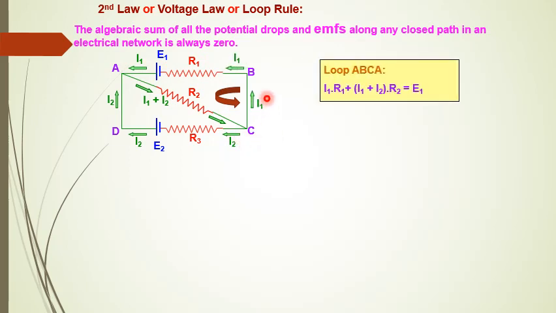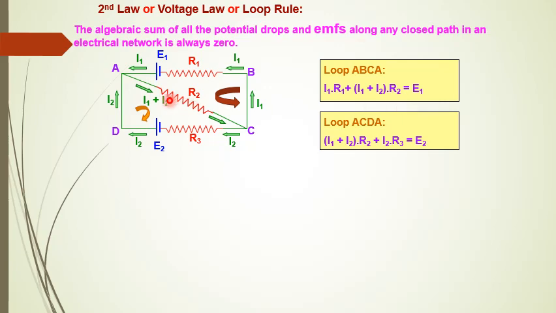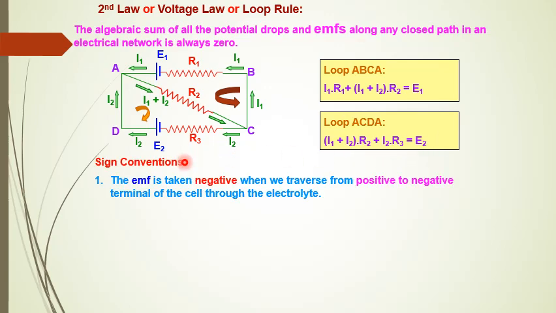to D and I1 current is flowing from C to B to A. Now for loop ABCA, I1 into R1 plus (I1 plus I2) into R2 will be equal to E1. For the second loop, that is loop ACDA, we can write (I1 plus I2) into R2 plus I2 into R3 is equal to E2.